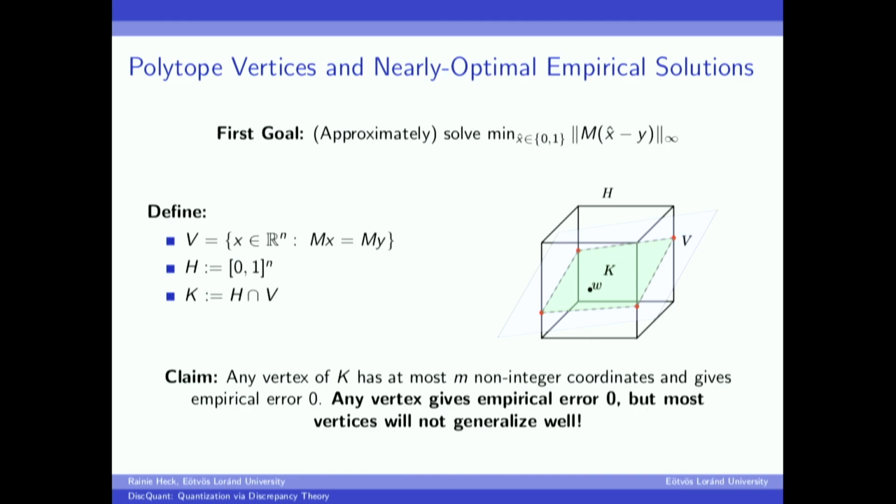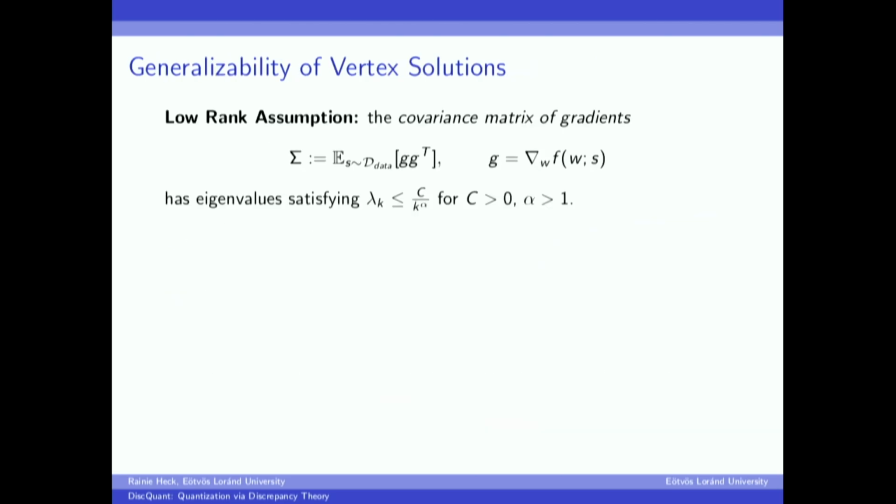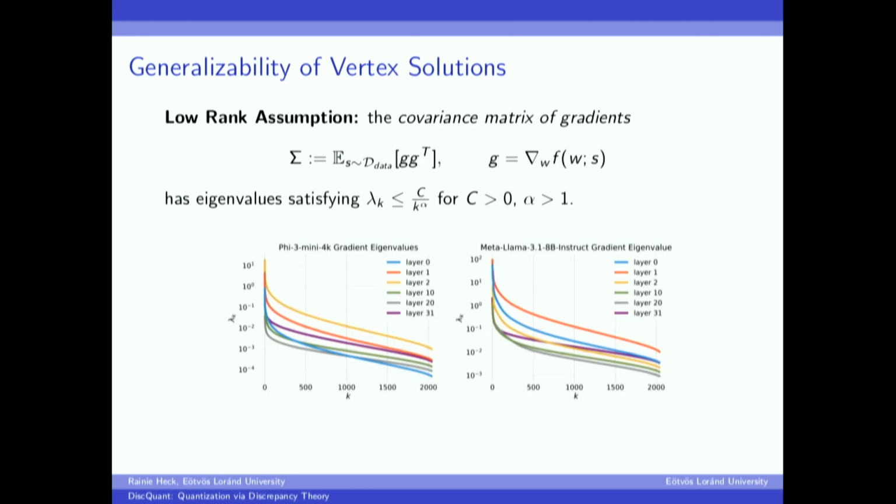But we note that while any vertex will give empirical error 0, most vertices will not generalize well. And so we need our algorithm to do something clever and not just pick an arbitrary vertex. And so the assumption that we make that will guarantee generalization is this low rank assumption, which I don't want to go into the details too much, but essentially we assume that a particular matrix that we're interested in has polynomially decaying eigenvalues, which we validate experimentally.